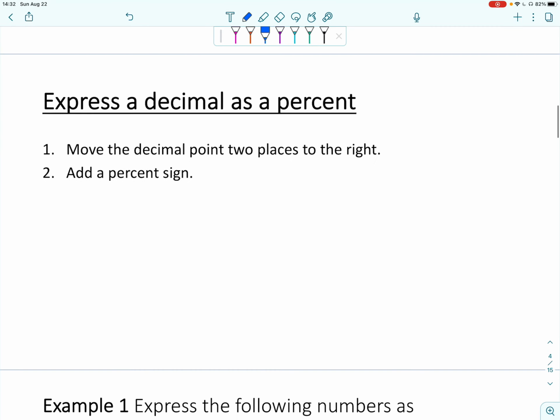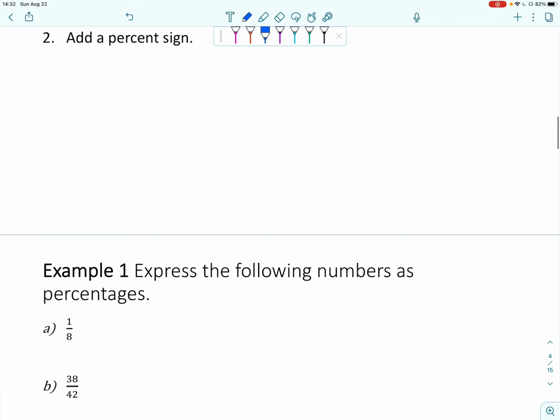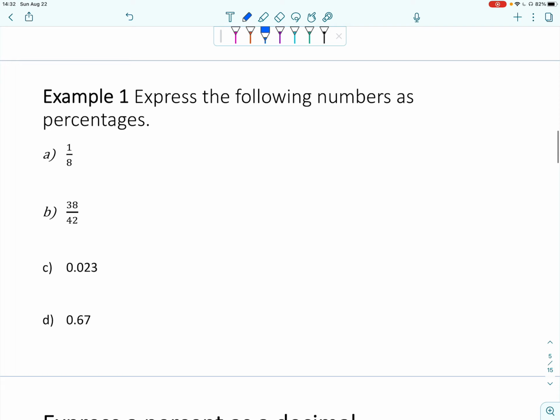If we want to express a decimal as a percent, then we're going to move the decimal point 2 places to the right, which is the same as multiplying by 100, and add the percent sign. So in our first example here, we have some fractions and some decimals that we're going to express as percentages.